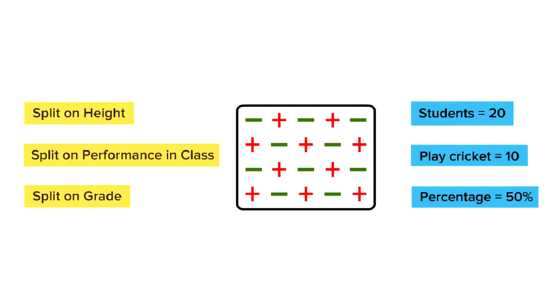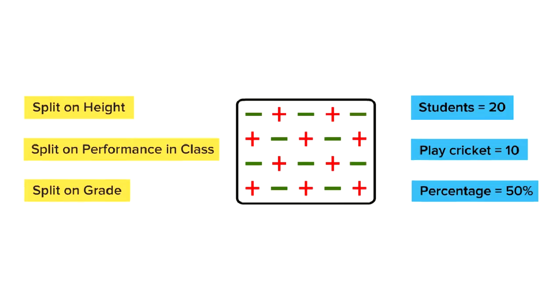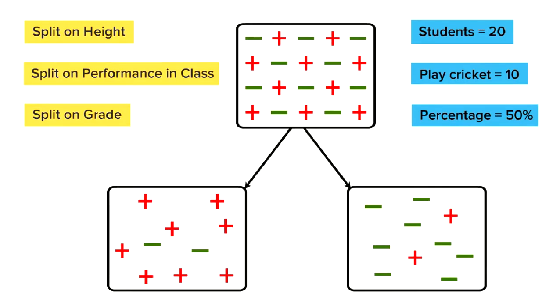Finally, we have one more variable, grade, and hence we can split the entire data on grade as well. Let's say the students in this data are either from grade 9 or grade 10, and hence we can use them as categories to split the data. After the split, we got the distribution as shown on the screen.